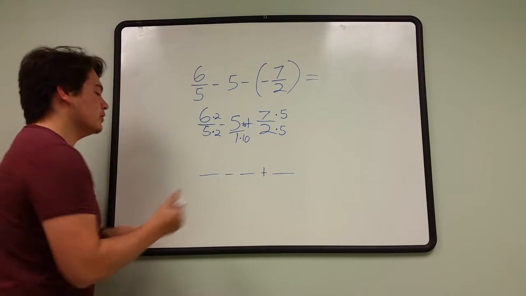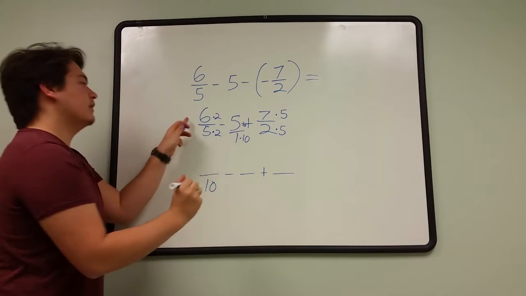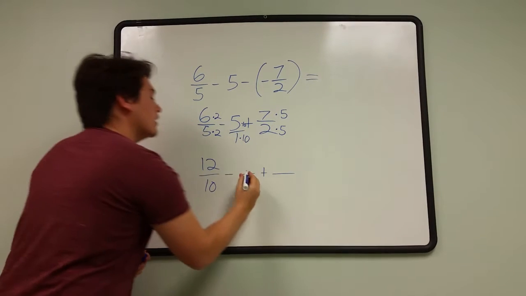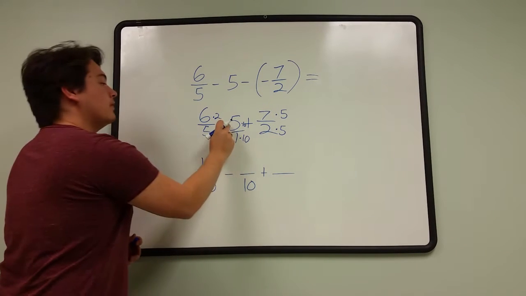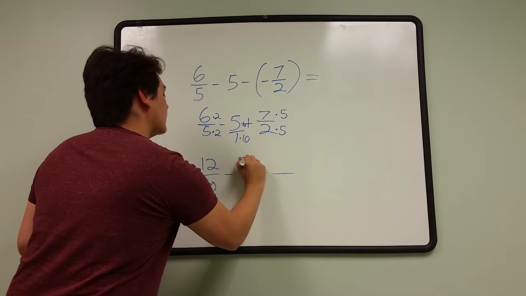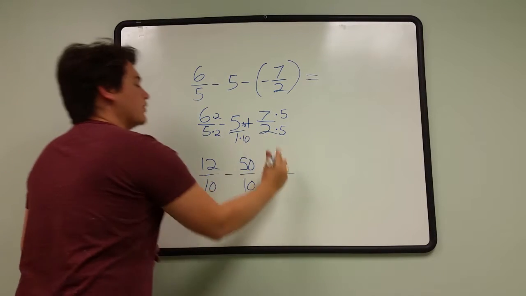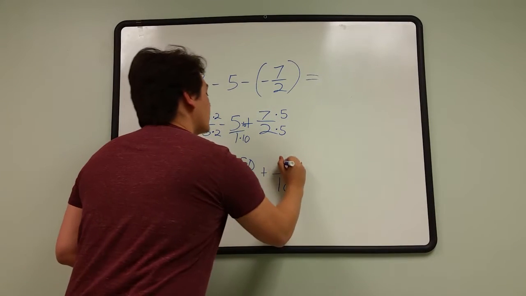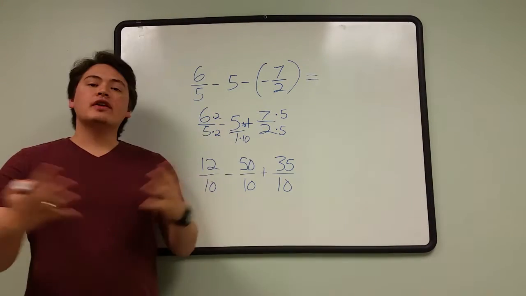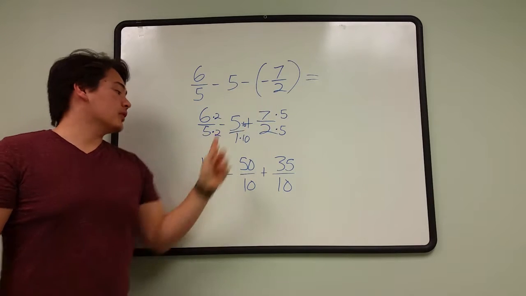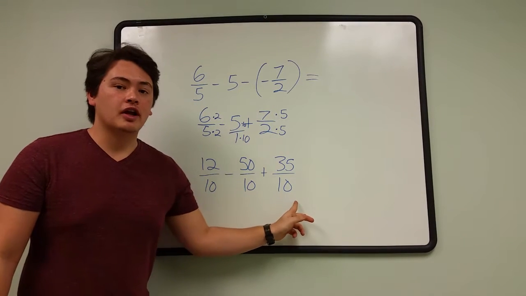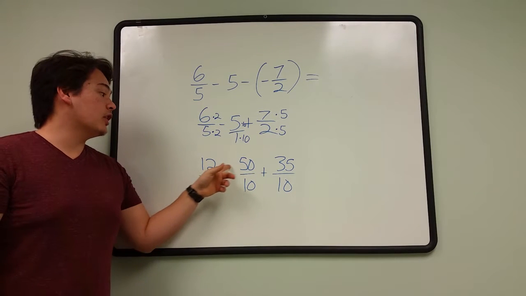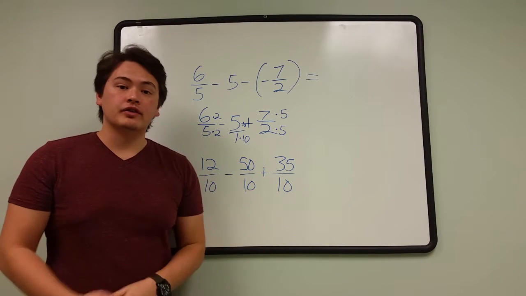So 5 times 2 gives me 10, 6 times 2 gives me 12, 1 times 10 gives me 10, 5 times 10 gives me 50, 2 times 5 gives me 10, and 7 times 5 gives me 35. So now that we've converted these numbers to have a common denominator, we can just work across normally, subtracting the numerators and adding the numerators as well.